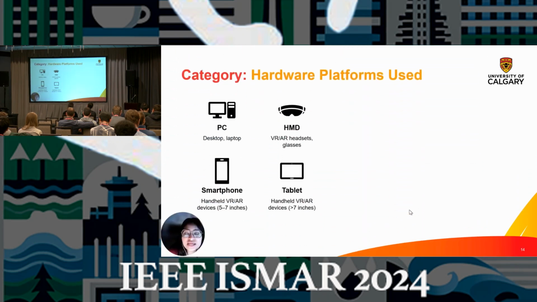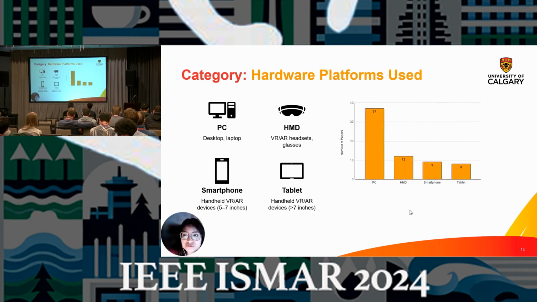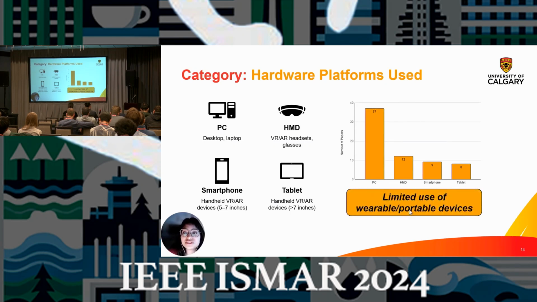The last category that I would like to discuss is the 4 hardware platforms used. We examined PCs, head-mounted displays, smartphones, and tablets. PCs are the most commonly used due to their strong processing power. However, there is a lack of use of wearable and portable devices like head-mounted displays, smartphones, and tablets, indicating a gap in the adoption of more mobile and accessible solutions.